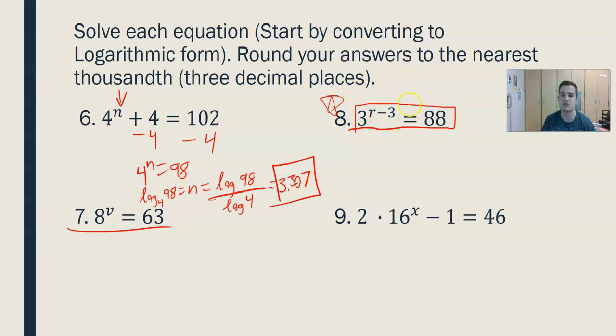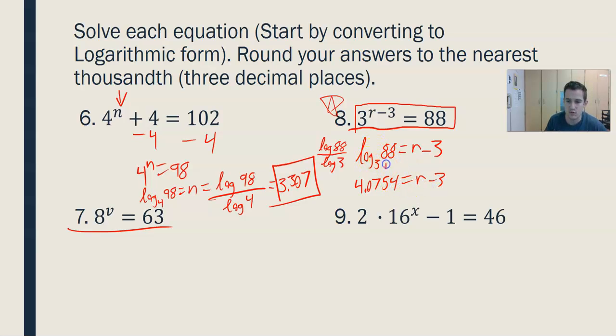So my exponential expression right here is already by itself, so I'm going to convert this to a logarithm. Log base 3 of 88 is equal to r minus 3. Well, again, log base 3 of 88 is just log of 88 divided by log of 3. So let me do that in my calculator. Log of 88 divided by log of 3 is 4.0754. So I just rewrote log base 3 of 88 as 4.0754.